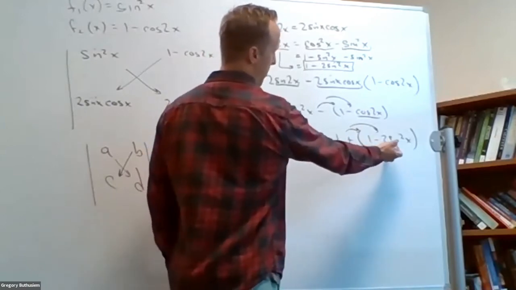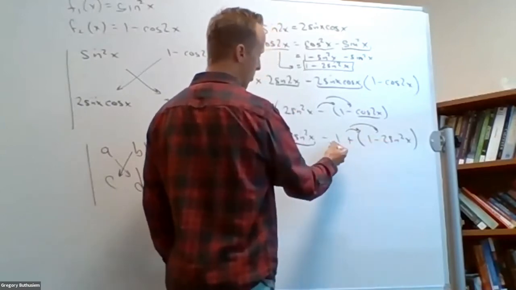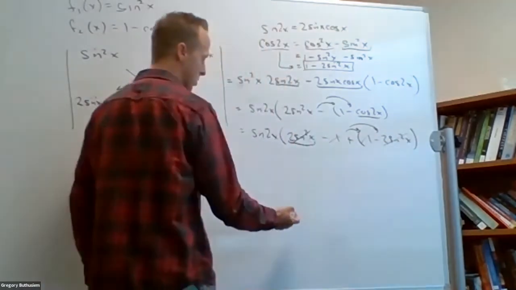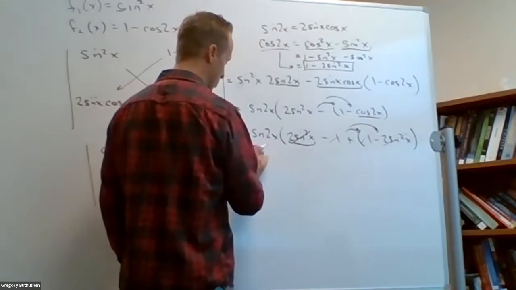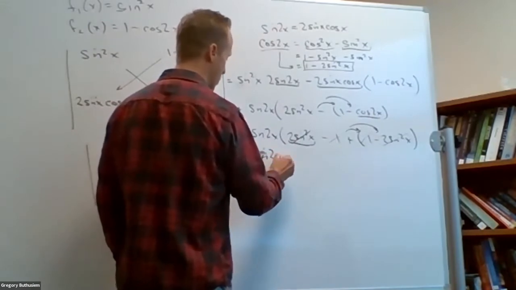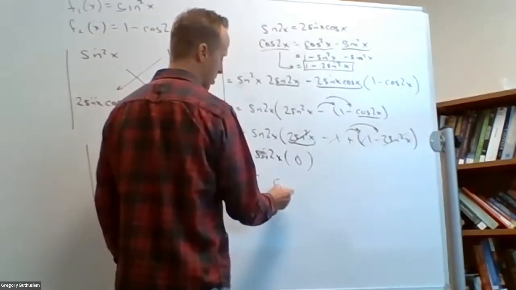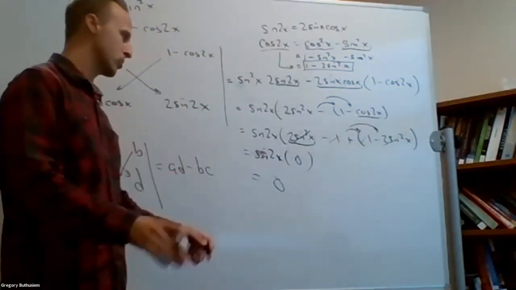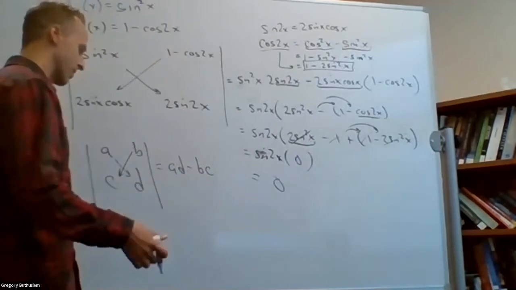Now that this becomes a plus, it works out really nicely, because then look what happens. I have a 1 and I have a -2 sine squared. So -1 plus 1 cancel, and 2 sine squared minus 2 sine squared cancel. Well, if all that stuff cancels, what do I have? I have sine 2x times 0, which is 0. That took way too long to get through something that shouldn't have taken that long, but it's because I made a mistake.